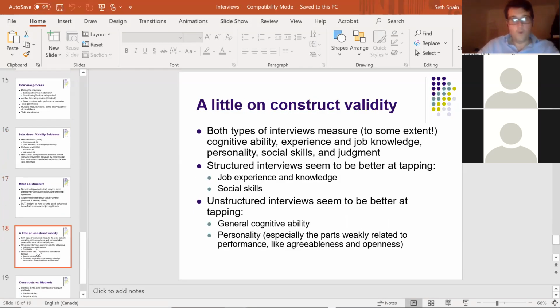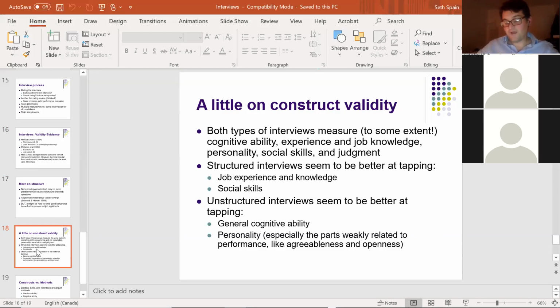The other thing to keep in mind is what are we actually getting a hold of with interviews? To some extent, whether we're talking about structured or unstructured interviews, what we're getting is some combination of cognitive ability, job experience, job knowledge, personality, social skills, and judgment. The thing is, interviews are great because they're very rich. Like most qualitative things, they're extremely rich. If I give you a cognitive ability test and a personality test, that's it. That's all I've got. Whereas if I give you an interview that's designed to measure those, I'm also getting at least some of these other things. Structured interviews seem to be better at it. The constructs, the characteristics of people that they're assessing seem to be very much job experience and knowledge and social skills.